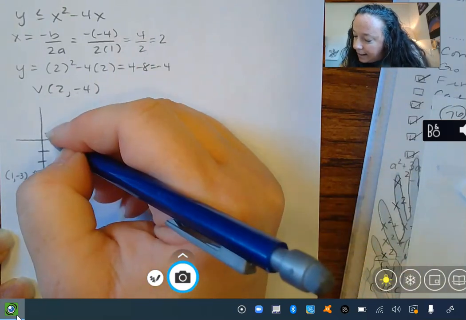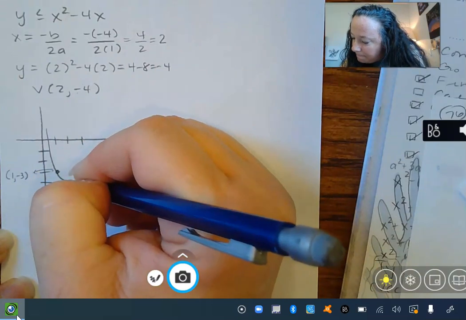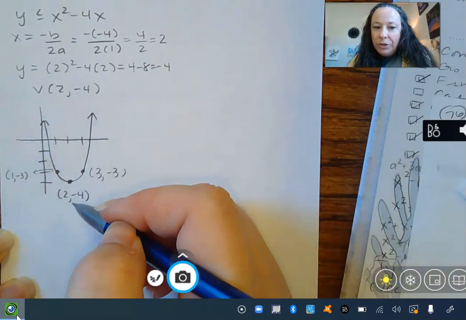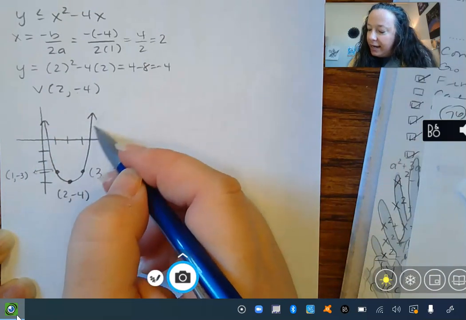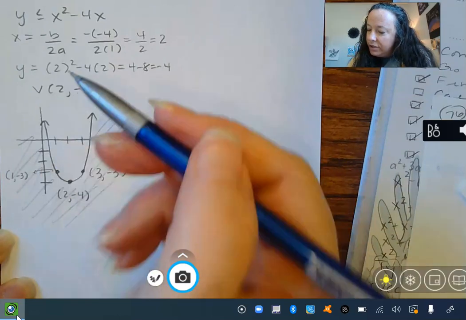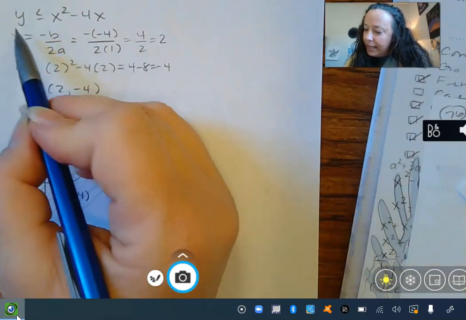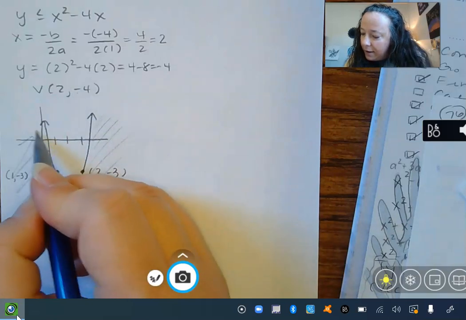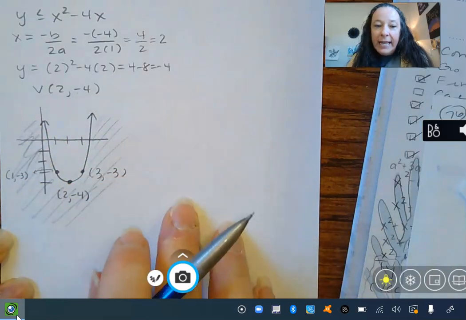It's a solid line, and it's a less than or equal to, so I would shade outside or below it. Now let's check the point (0, 0). 0 less than or equal to 0, yes. So that (0, 0) needs to be shaded, and it is.